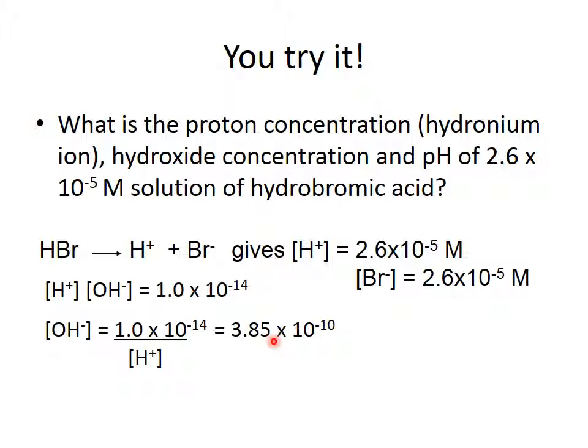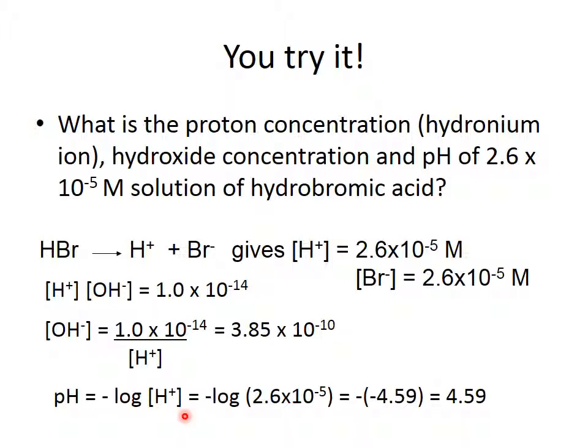minus 10. Now I need to figure out what my pH is. What number do I take to get my pH? If I take the negative log of this number, that's the pOH. I want my pH, so I have to take my proton concentration. So I take the negative log of 2.6 times 10 to the minus 5, and that gives me 4.59 as the pH of that solution.